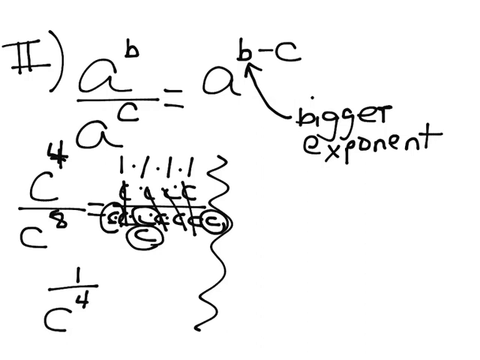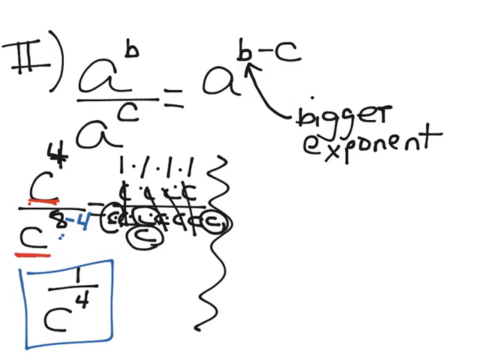The short way is to say, okay, these two are the same base. So, and it's division, so I can subtract the exponents. Well, the bigger exponent is in the denominator. So I'm going to put 8 minus 4 in the denominator. And so my final result will be 1 over c to the 4th.